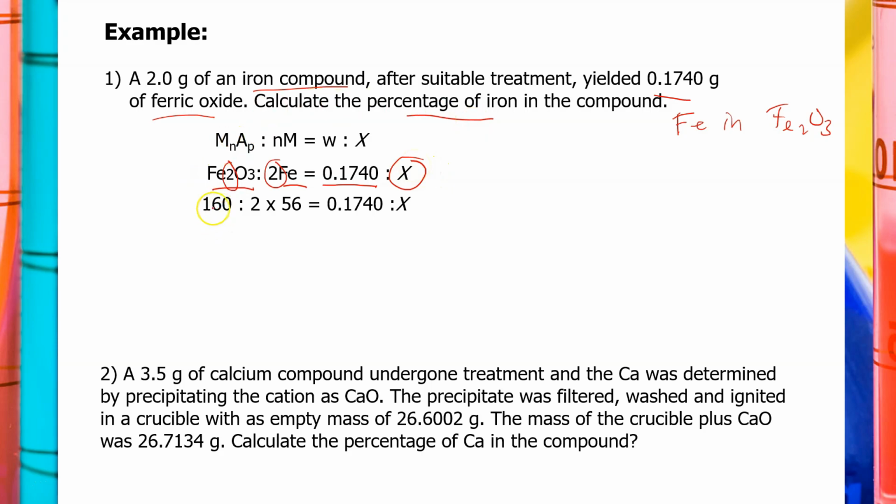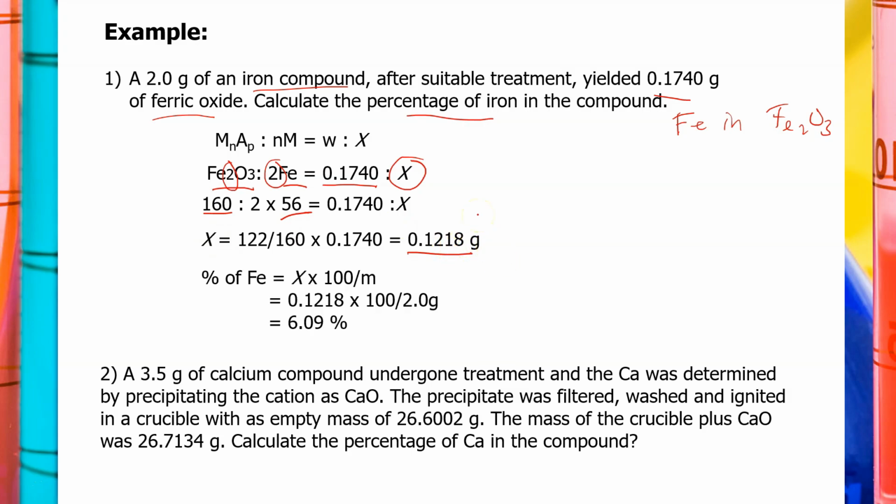Next, this is the molecular weight of iron oxide, and then this is the atomic mass of iron. Then, by using the mathematical formula, we can get the mass of iron in iron oxide, which is 0.1218 grams. After that, we use this formula to get the percentage of iron in the compound, which is X times 100 per M.